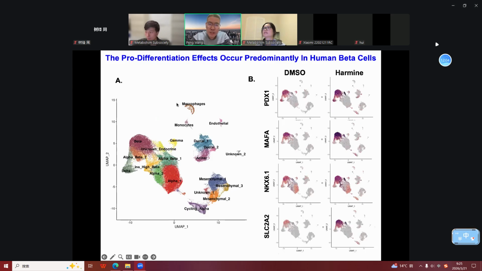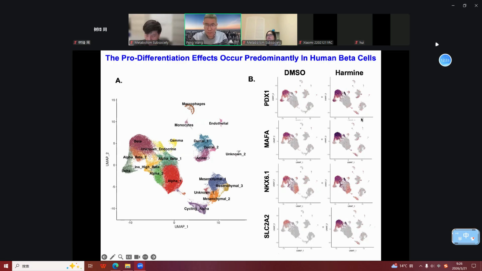So as you can see here, this group actually is defined as the B cell group population. You can see here the DMSO and the harming treatment. For example, for PDS1, you can clearly see that harming treatment will increase the PDS1 gene expression mainly in the B cell group. Also the MAF-A in the B cell group, you can clearly see based on the color code the change. And also in case PO1 and the GLU2.